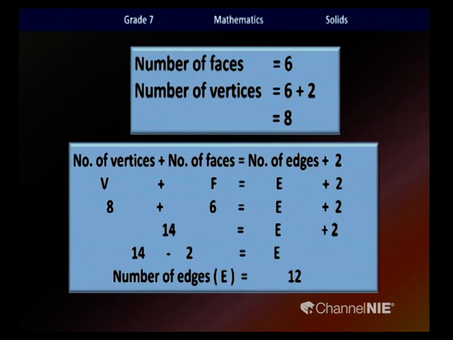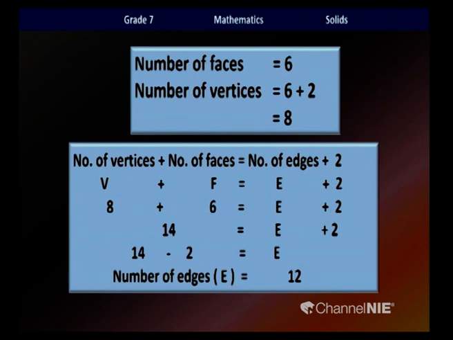Therefore, 8 plus 6 equals 14. So, we can say 14 equals E plus 2. Once again, I do not want this addition of 2 on my right hand side. So, to cancel it off, I have to subtract 2 from my right hand side. Since it is an equation, I have to subtract the same value from my left hand side also. Therefore, I have subtracted 2 from both sides.